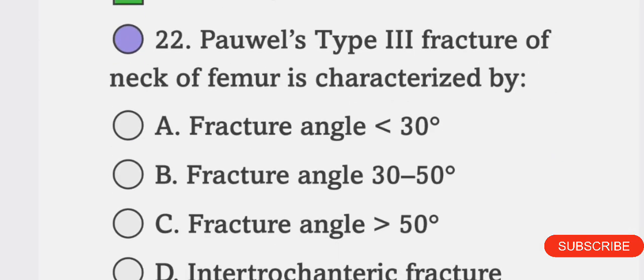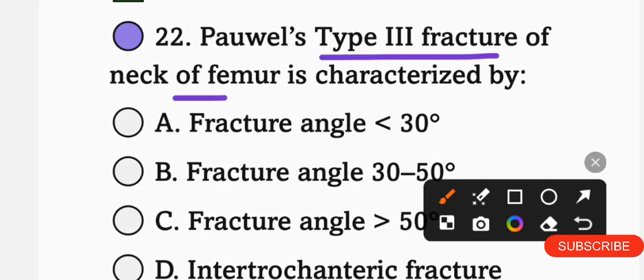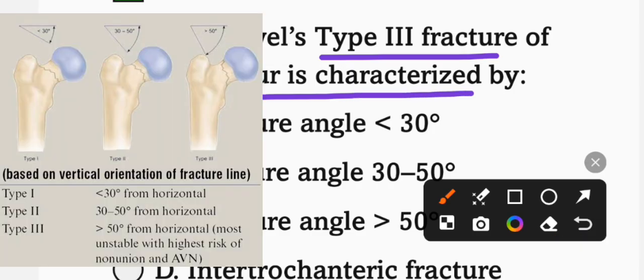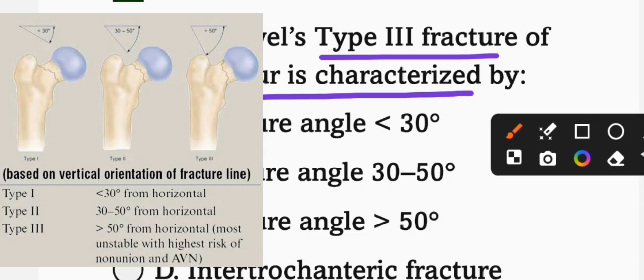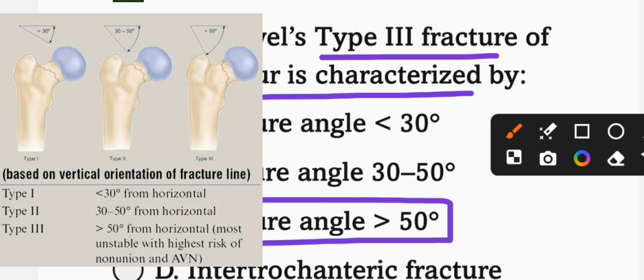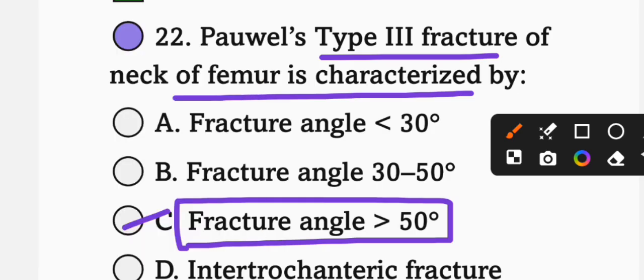Next, Pauwels type 3 fracture of neck of femur is characterized by what? The Pauwels classification is based on the angle of inclination. Type 3 fracture has the worst prognosis, with a higher risk. So option C is the correct option, because if the angle of the fracture line is higher, like 50 degrees, there is more shear force on the neck of the femur. More shear force means more instability, and more instability means a higher risk of non-union. So always remember these points.